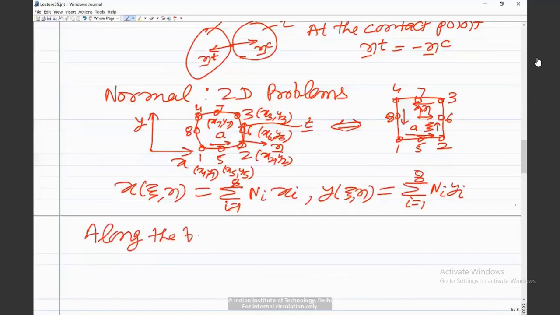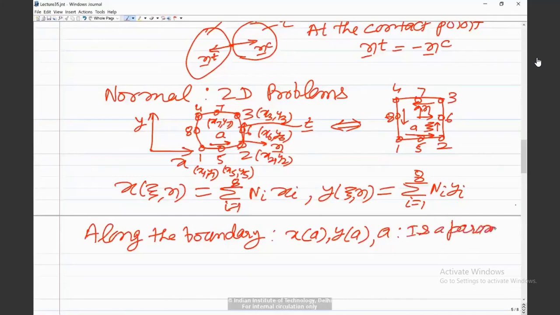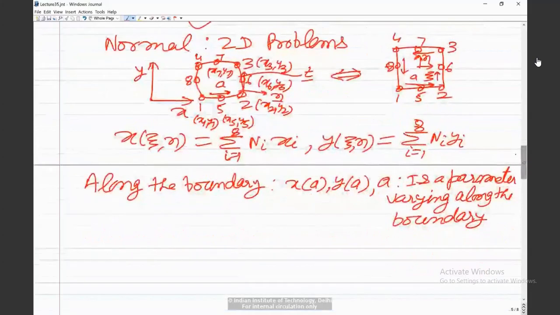So along the boundary, we'll have the coordinates as a function of, let's say, parameter a. So x coordinate as a function of parameter a, y coordinate as a function of parameter a. So here a is a parameter varying along the boundary. Now, for example, how do we identify this parameter a?